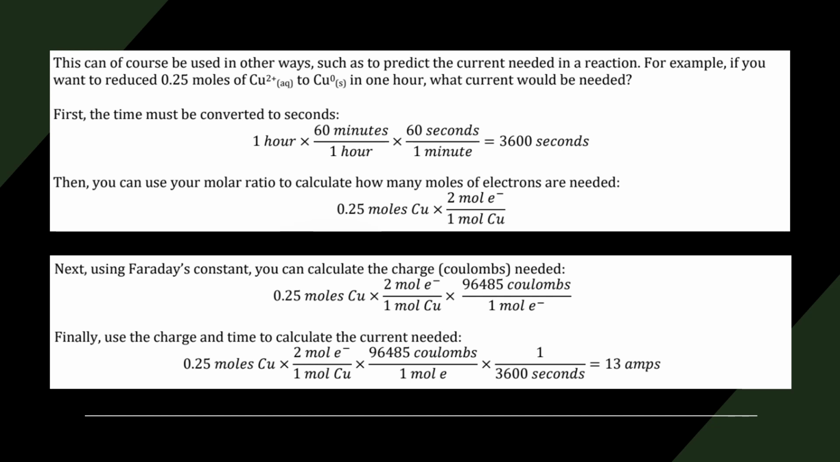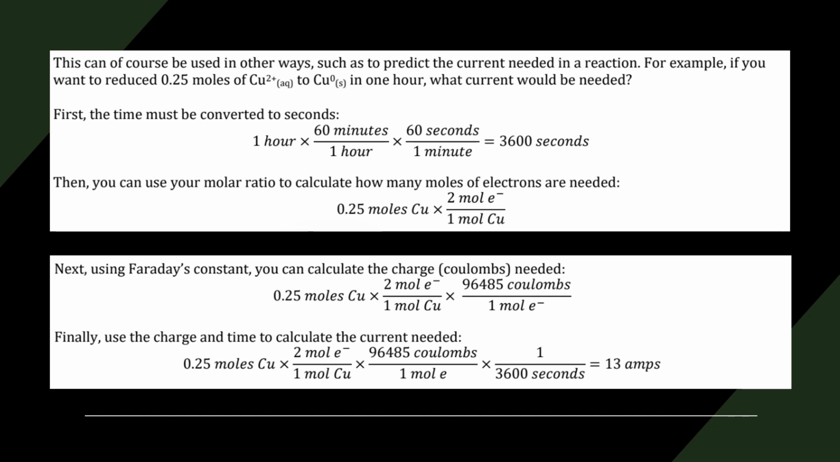So this again can be used in other ways. Say you want to reduce 0.25 moles of copper 2+ to solid copper in 1 hour, what current would be needed? So we convert hours to seconds, because in the end we want to figure out how many amps, because we're asking for the current. Remember, the unit is amp, so that's going to be coulombs per second.